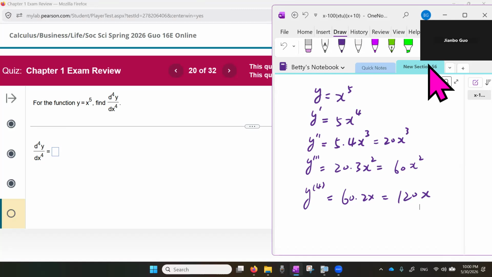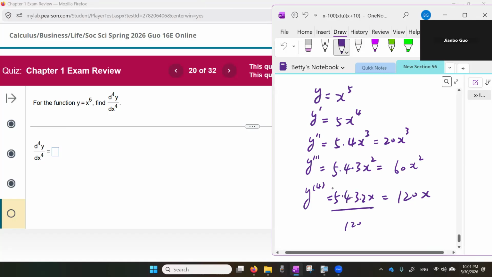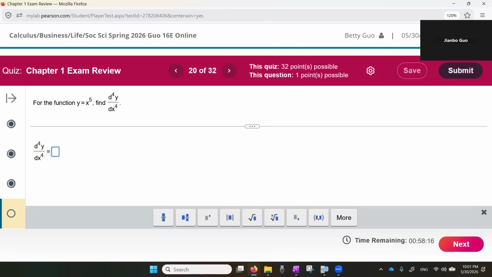I don't know if you noticed, there's a pattern here. 5 times 4 times 3. And here is 5 times 4 times 3 times 2. So that gives 120. Yeah, 120x.